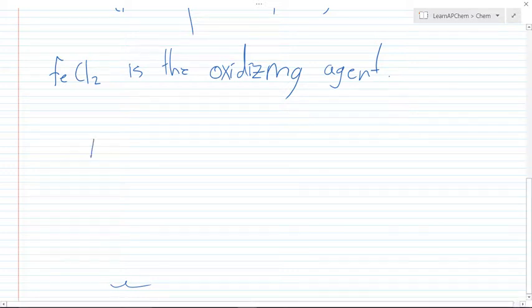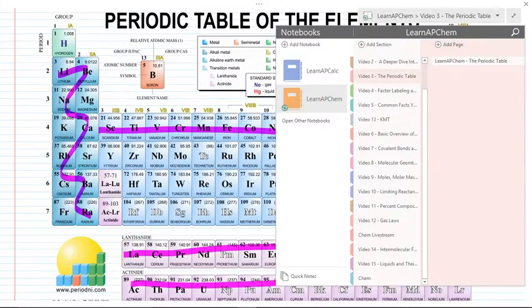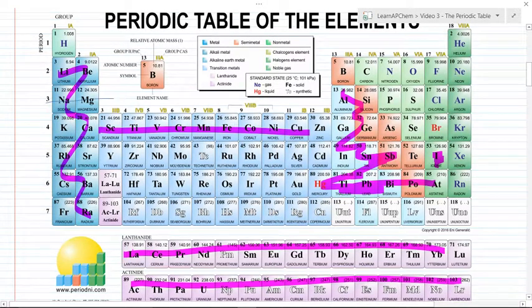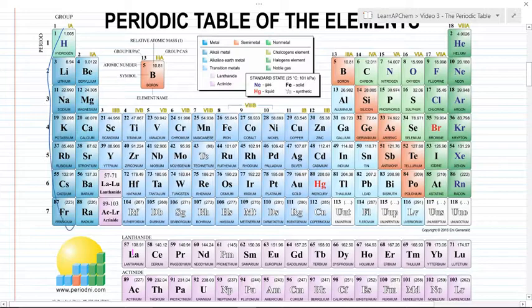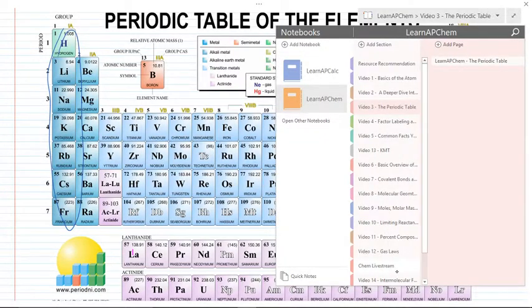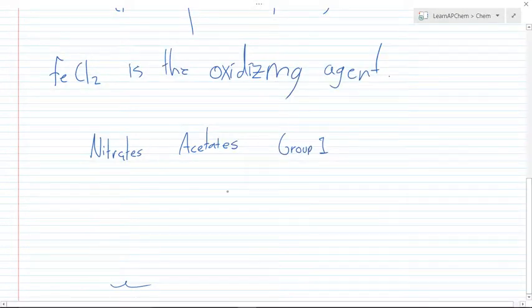Okay, so I've seen it. Okay, nitrates, acetates. Okay. And then group 1. And remember groups versus periods. If we go back here, this is a period, this is a group. So our group 1s are going to be these right here. Going back, these are always soluble.